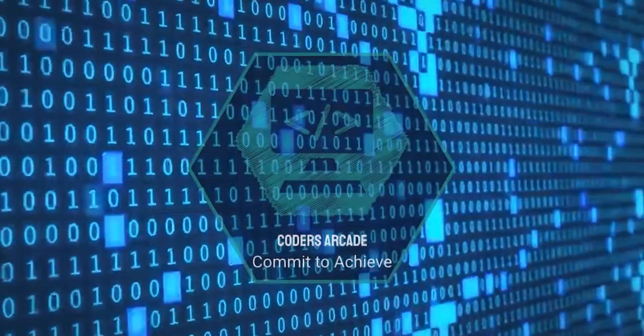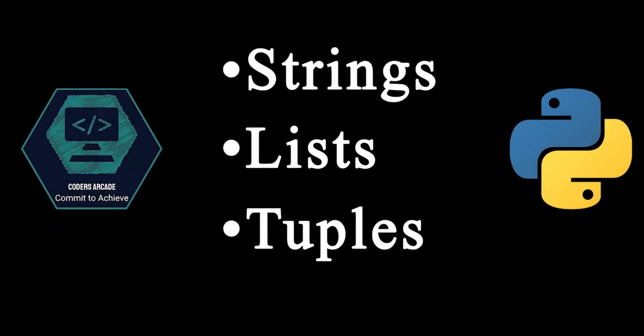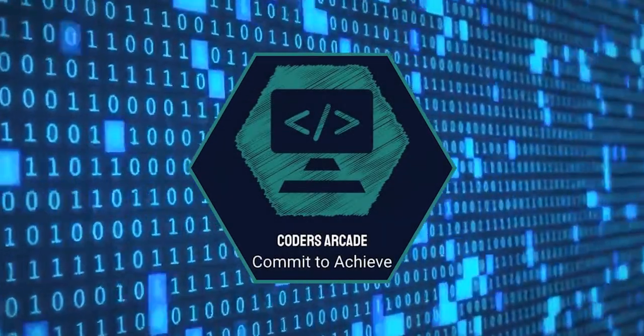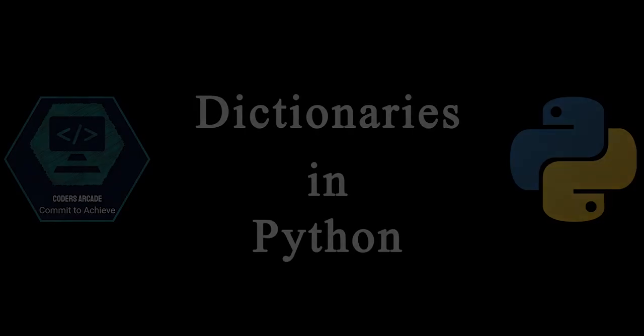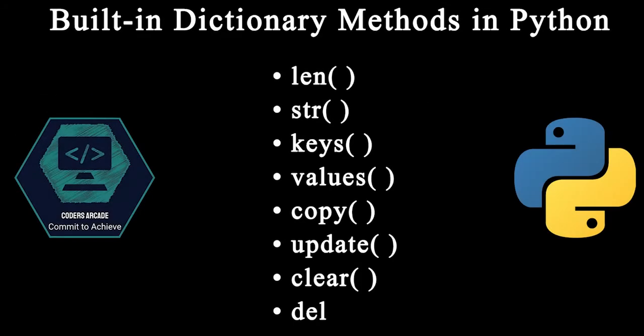In our earlier video, we learned about the standard data types: strings, lists and tuples. In today's video, we will be learning about one more standard data type in Python, which is dictionaries. We will also see some operations related to dictionaries, and we will look into some built-in methods and functions related to dictionaries in Python.